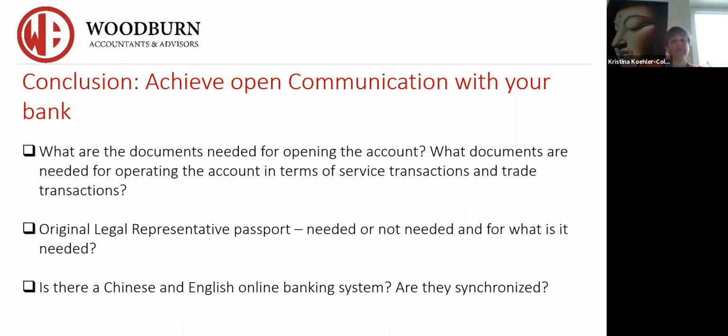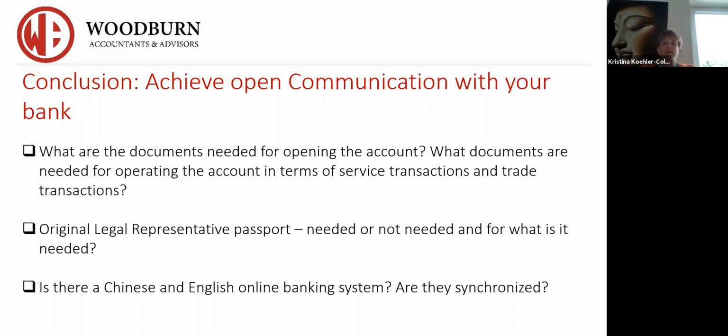Okay. When I talk about debit cards and credit cards, every bank has a different regulation about this. Okay. And many won't be issuing those debit credit cards from day one. You'll need to have a certain level of history with the bank before they do that. Understand what documents are needed for the opening of the account, and what documents are needed for operating the account. So when you have a service transaction or a trade transaction and you have cross-border payments, what do they need? Get that up front so you know what is required. And there'll be changes, but at least you have an idea up front to start off with.